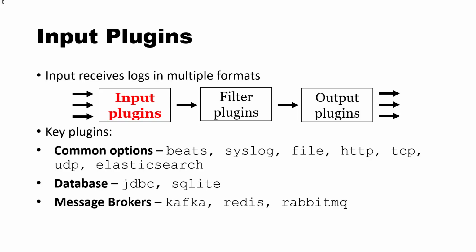Input plugins that you will probably use. Beats, right? Anytime you use a Beats plugin, you just say Beats, open bracket, close bracket. You're pretty much done there. You can change the port if you want to. Syslog, file input if you want to pull something off the hard drive. HTTP input if you want to receive things with that. TCP, UDP. You can also use Elasticsearch as an input. If you want to pull logs out of a database, there's JDBC and SQLite. If you want to send back and forth from a message broker, there are Kafka, Redis, and RabbitMQ plugins for inputs.